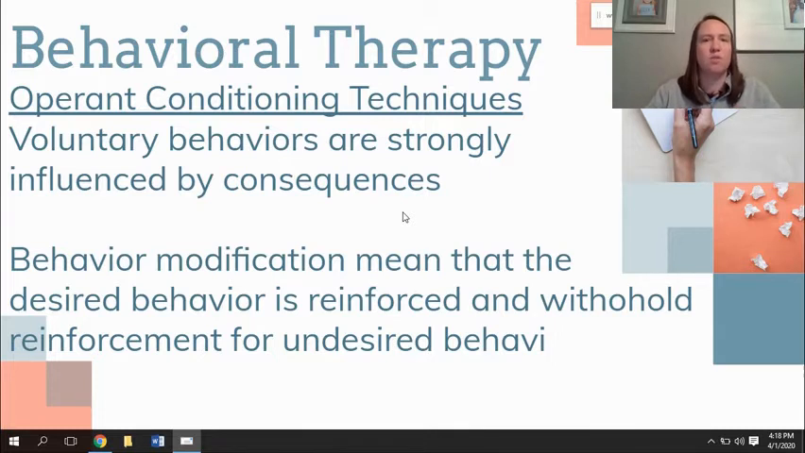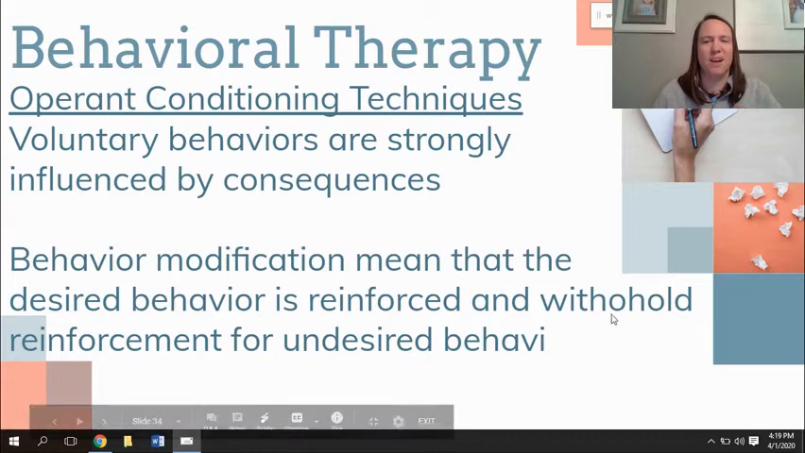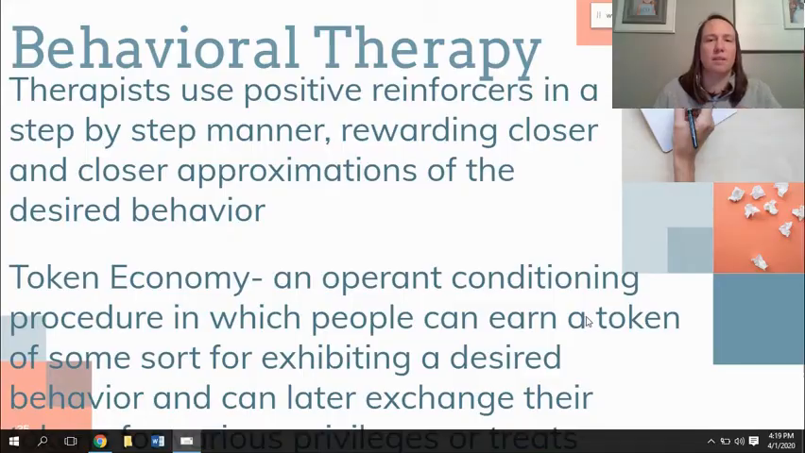Because we talked about reinforcement or punishment, like you have a behavior that's good, your parents reinforce it, you keep doing it. You have a behavior that's bad, your parents punish you, hopefully you stop doing it. So behavior modification means that the desired behavior is reinforced and reinforcement should be withheld for undesired behavior. Wow, what happened there? I'll fix that. I think they withhold the reinforcement for the undesired behavior, like you don't get something good.